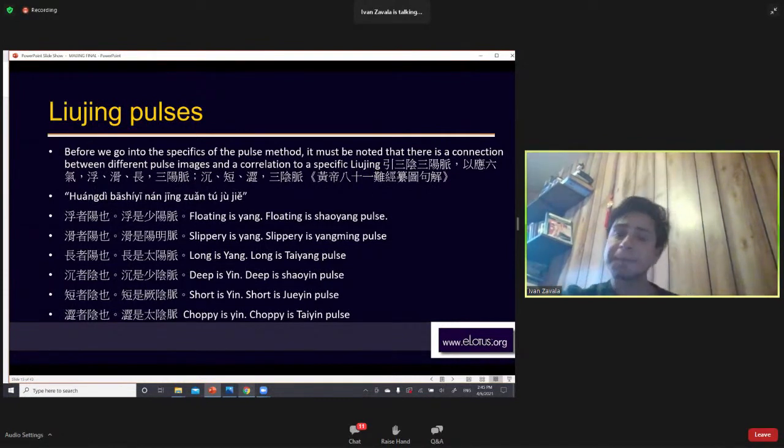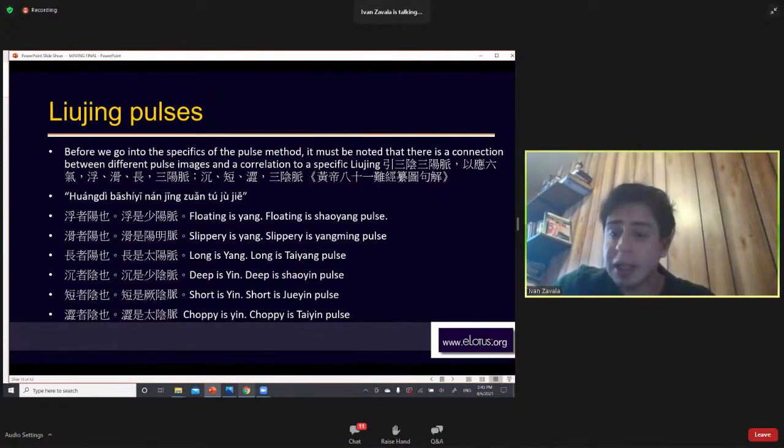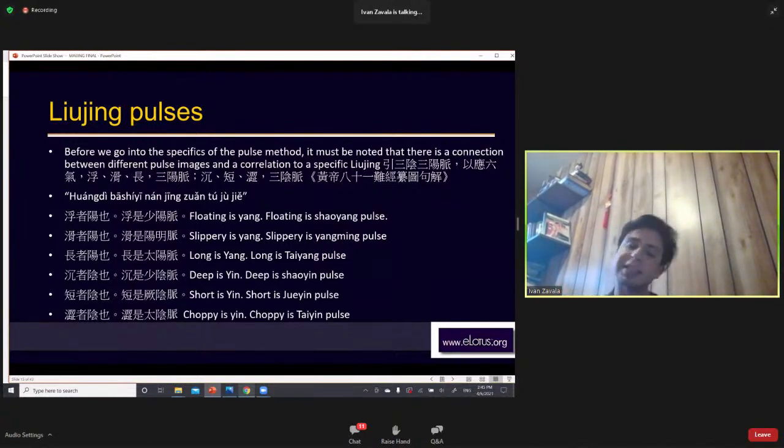Slippery is yang, and it's often taught as being about phlegm, but that's not always correct. Slippery just means there's an exuberance of qi and blood. That's why we see it as a pregnancy pulse, right? Slippery can be Yangming. Pregnancy is basically Yangming taking place. That's why women get nauseous, get vexation, and vomit during the first trimester.